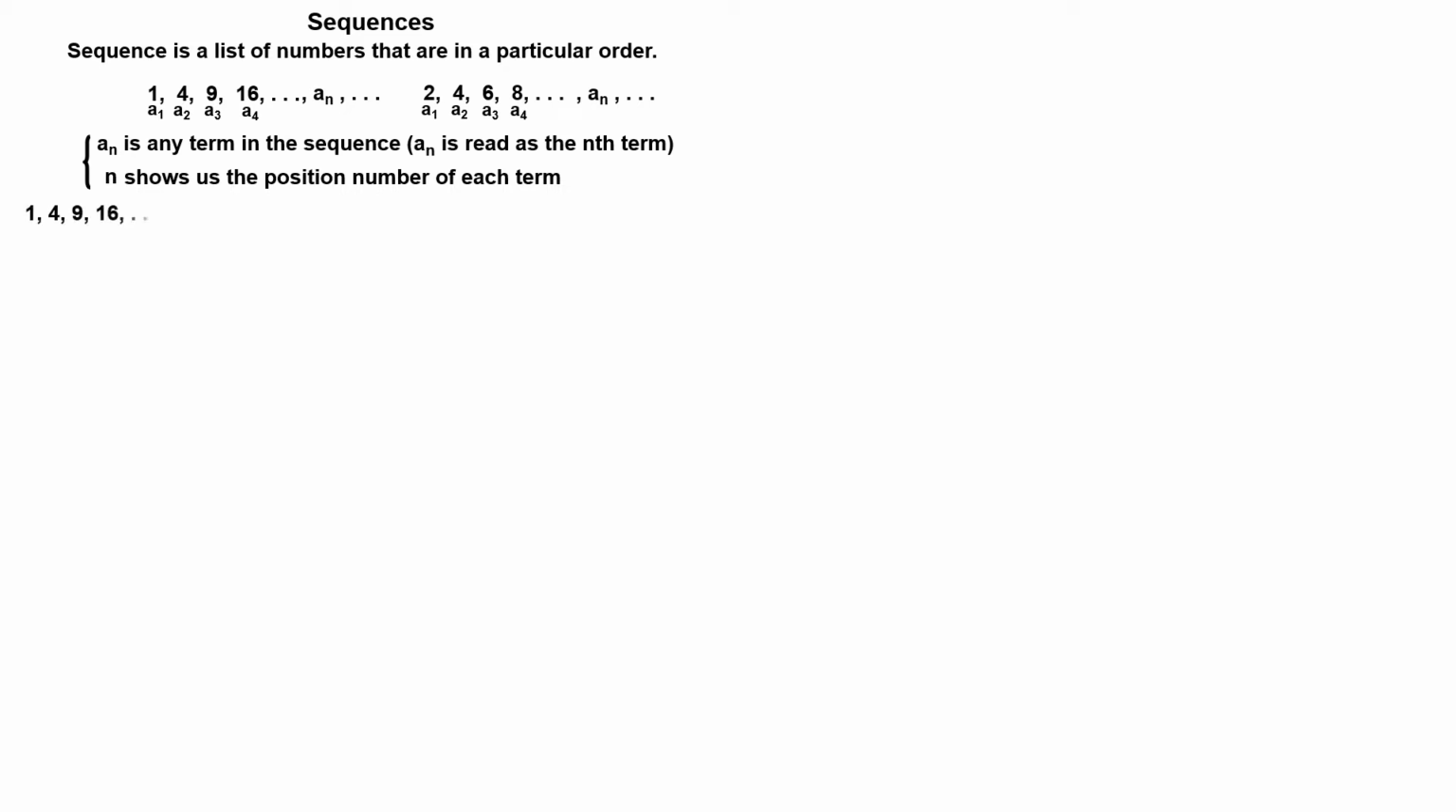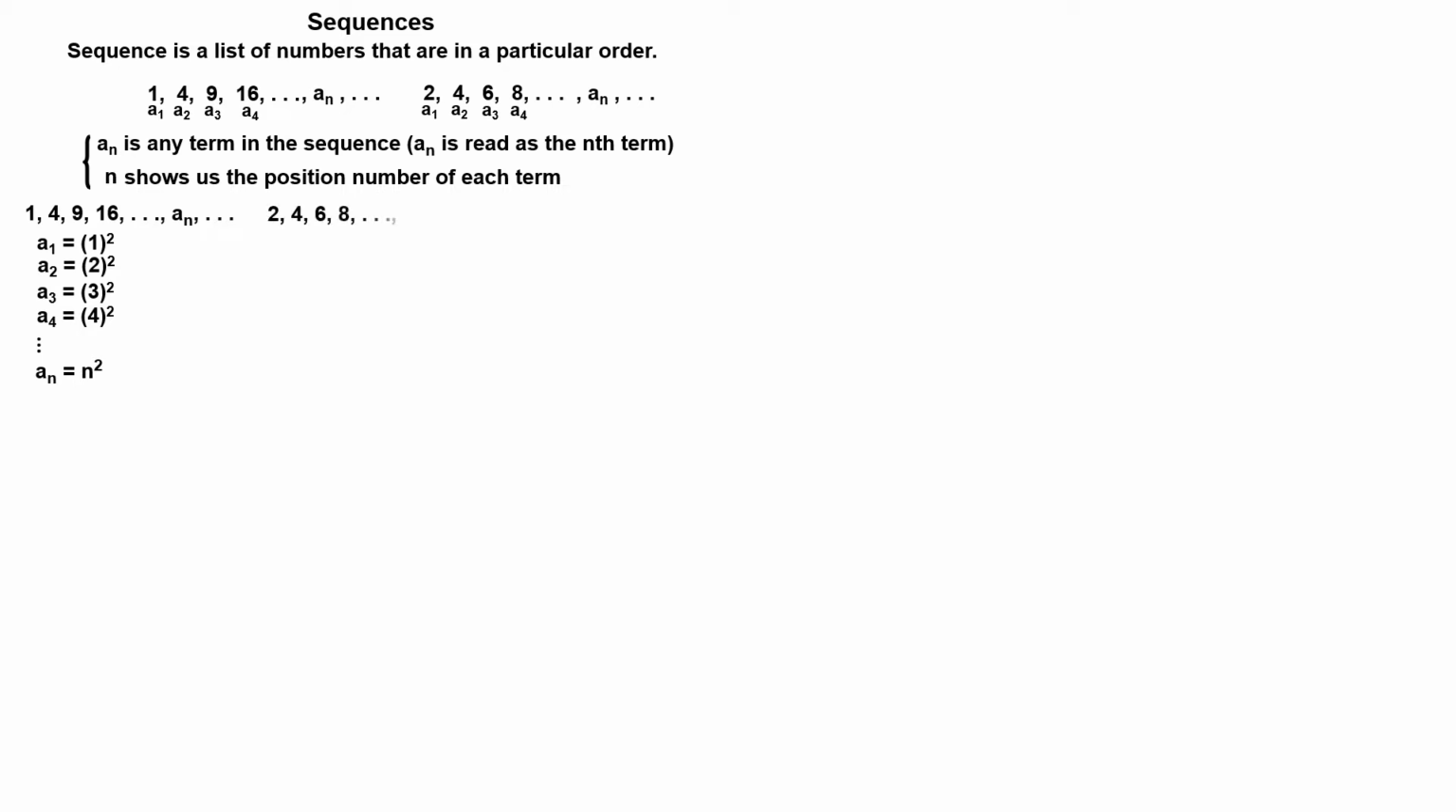Let's recognize the pattern in the first sequence. We can see that the first term is 1, and 1 is the same as 1 squared. The second term is 4, and 4 is the same as 2 squared. The third term is 9, and 9 is the same as 3 squared. The fourth term is 16, and 16 is the same as 4 squared. So it looks like the nth term is n squared.